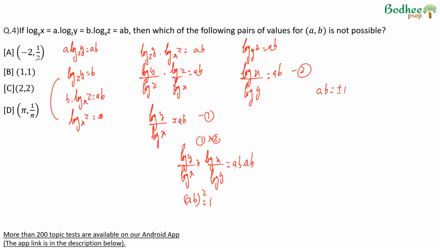From the first option, if you multiply, we get minus 1. Here we get 1. Here we get 1. In option C, 2 into 2 is 4. So a and b cannot be 2 and 2 because their product has to be either plus 1 or minus 1.